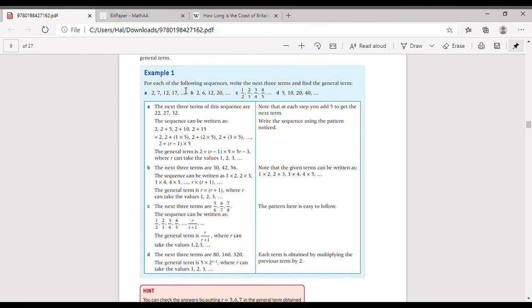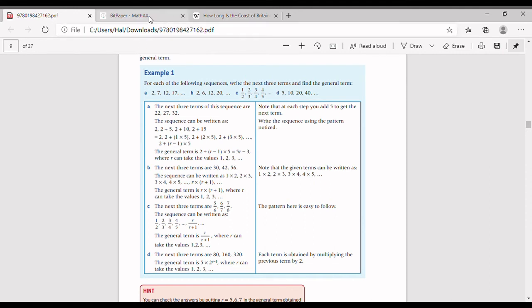Basically, these are kind of like those old things you may have seen on intelligence tests. Complete the sequence. You have to find a pattern that explains the sequence, and you can move on. So for instance, in example 1, if you notice, each one is 5 bigger than the last. So the next 3 terms would be 22, 27, and 32.